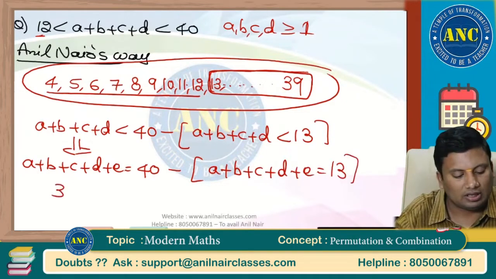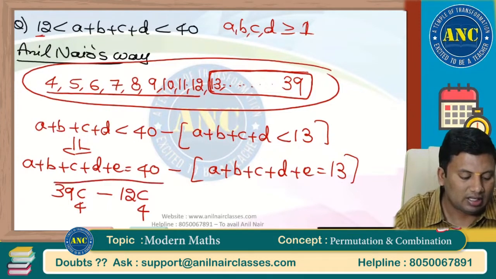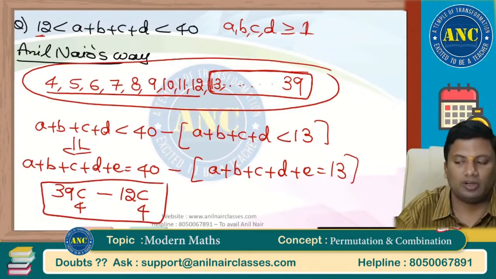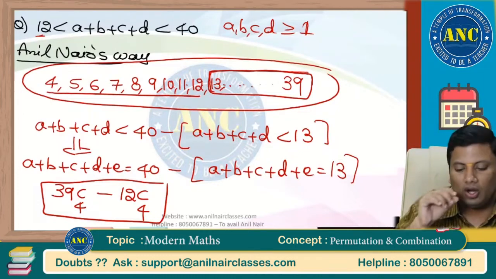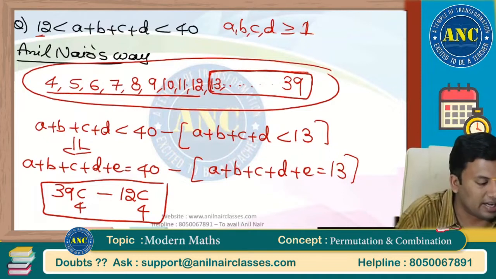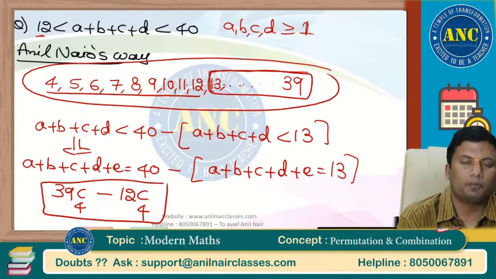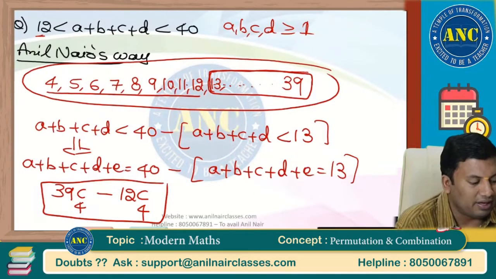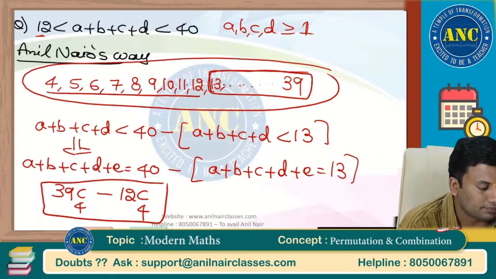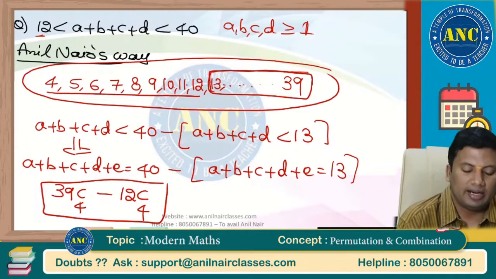So these is nothing but 39C4. These is nothing but 12C4. Answer is 39C4 minus 12C4. You don't need any formula to solve this question. Logically, if you solve it, you will get the answer. I hope this approach is clear. Kindly reply in the live chat if everybody understood this approach.